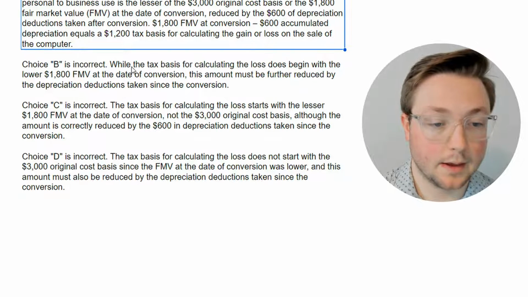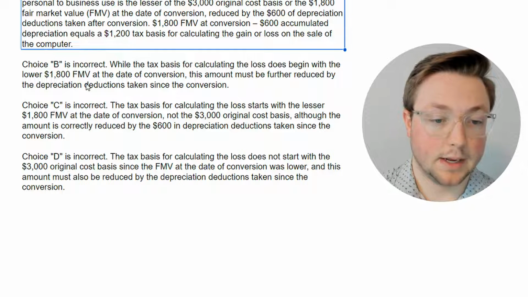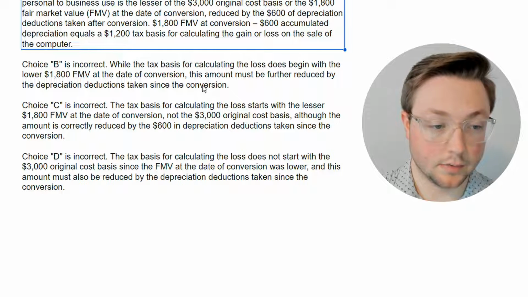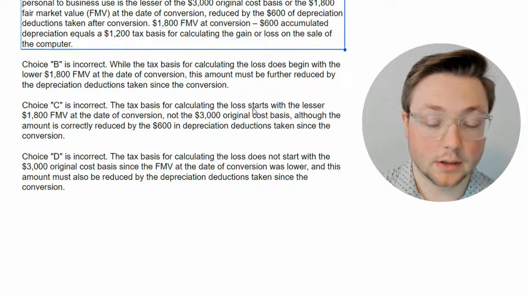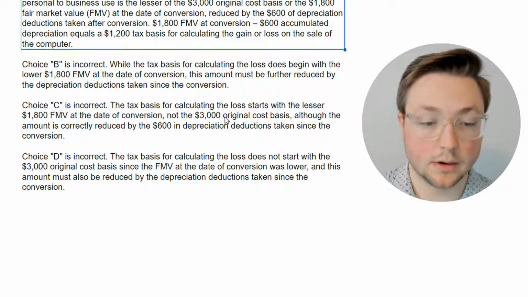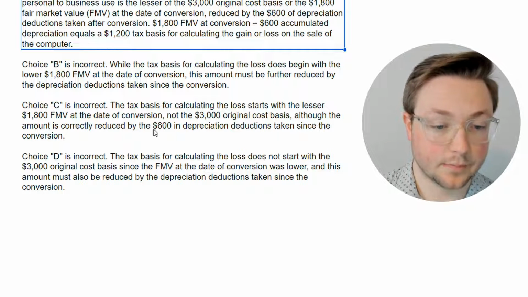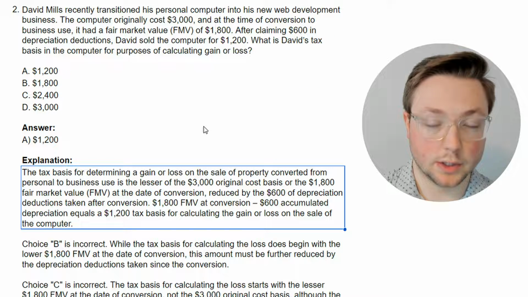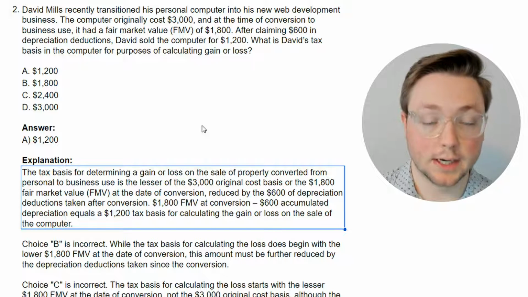So let's see here. Let's just learn a little bit more. Yep, so you do have to apply the depreciation to whatever the tax basis was at the date of the conversion. Tax basis for calculating the loss starts with the lesser of the 1800, not the higher of the original cost. Does that make sense? Okay, that makes sense. So we built on what we learned in the previous question. So I think we can move on to the next question.